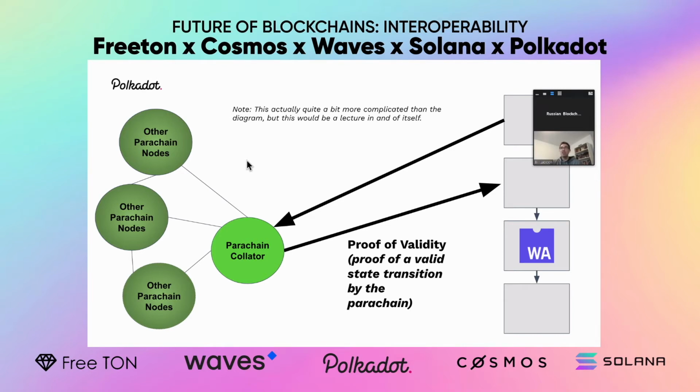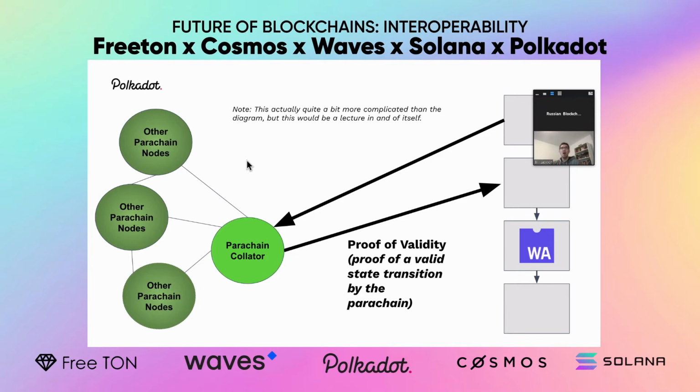So this is a proof that there was a valid state transition by the parachain. And there actually is a bit of interaction between the relay chain and that individual parachain to make sure that the parachain is following the rules that it gave to the relay and prove that this state transition occurred.